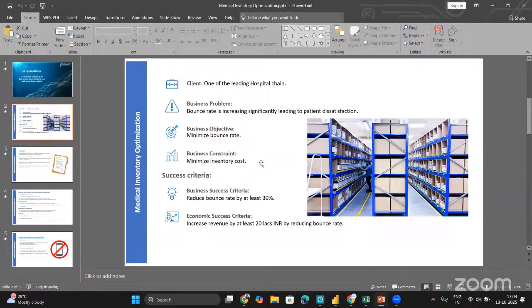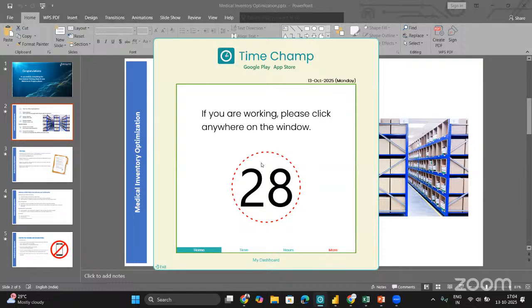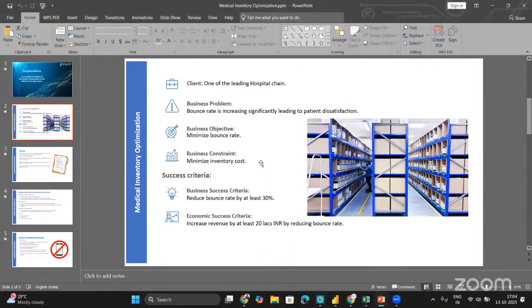And what is the business success criteria? Reduce the bounce rate by at least 30%. If suppose our bounce rate is more than 50%, then by providing these insights, we have to reduce that bounce rate to 30%. And the economic success criteria: by providing our insights, we have to increase the revenue by at least 20 lakh Indian rupees by reducing the bounce rate.